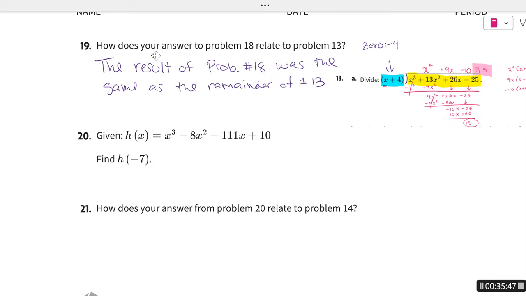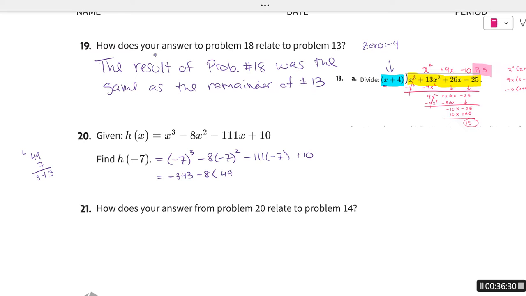So 20 says input negative 7. So negative 7 cubed minus 8 times negative 7 squared minus 111 times negative 7 plus 10. All right, so negative 7 cubed. This one, I don't expect people to know off the top of their head. So let's do it off to the side. X squared is 49 times 7. So 9 times 7 is 63 with a 6. And then 4 times 7 is 28. 28 plus 6 gives us 34. So negative 343. If you did know that off the top of your head, wonderful.